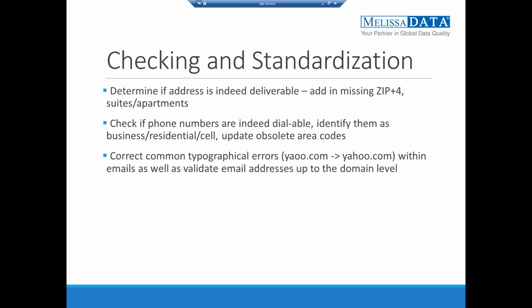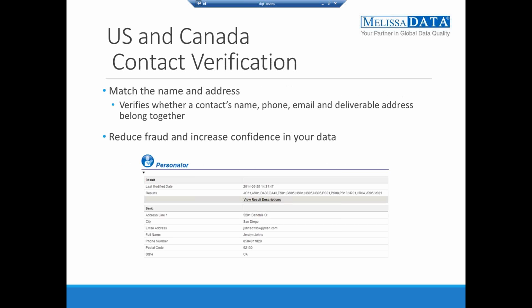And then after checking and standardizing your data, the address, phone, name, and email, Listware will then do the next step, verification. So within the US and Canada, we can check if there's really indeed a match between a contact's name and address. With our database of contacts, we can verify whether the name, phone, email, and deliverable address belong together. So basically, being able to verify within a contact gives you a level of confidence on how good the data is. The benefits of having something like this in your Salesforce org is that it helps reduce fraud, and it also gives you an indication of how good your data is.